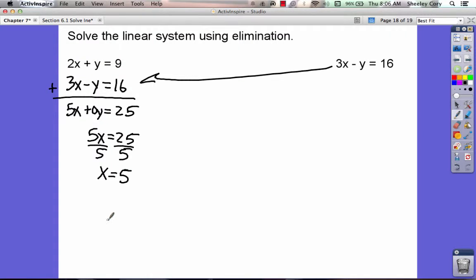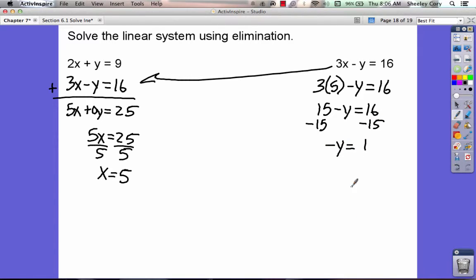Now we can take this, just like we would with substitution, and plug it into another equation. So let's plug it into this equation here. That's 3 times 5 minus y equals 16. 3 times 5 is 15, minus y equals 16. We're going to subtract 15 from both sides.